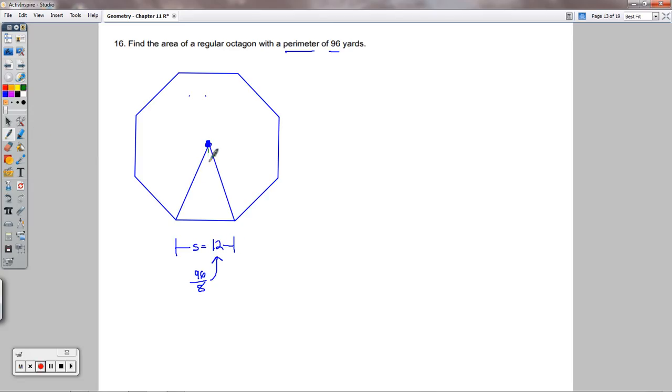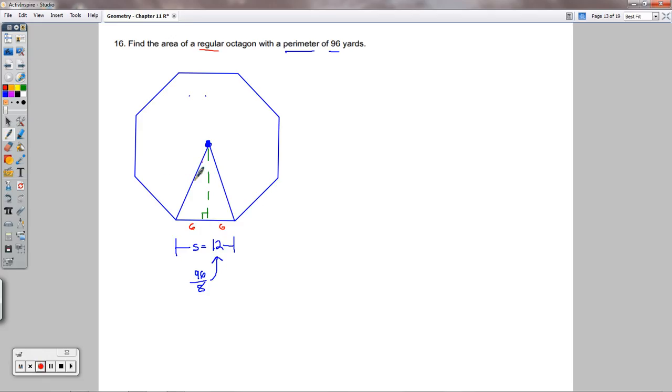And then from here to here would have to be 6, and this would also have to be 6. This is going to split that in half. It's regular, so we know that all these triangles are going to be the same. If I made another triangle here and another triangle here, and I made 8 of those triangles, they would all have the same area. So that's the approach here.